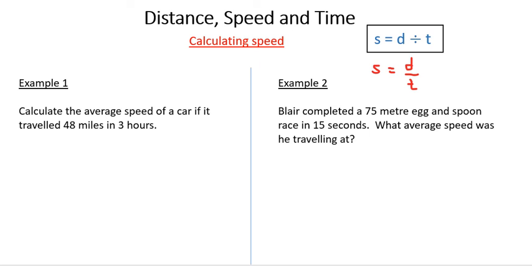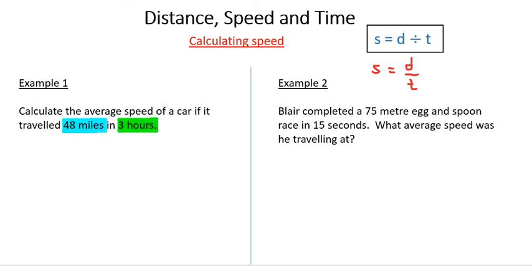Okay, so let's look at our question and see what we have. Calculate the average speed of a car if it travelled 48 miles in 3 hours. So we're talking about miles and hours, so we kind of want to know how many miles per hour it is going. So every 1 hour, how many miles does it travel? So it's travelled a total of 48 miles in 3 hours. So our time here is our 3 hours, because hours is a measure of time. And our distance, which is our d there, well, that's 48 miles, because miles is a unit of distance.